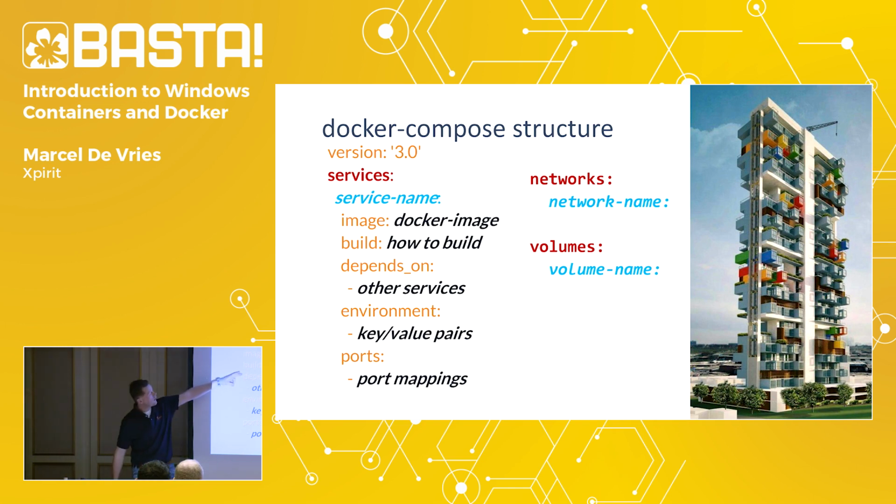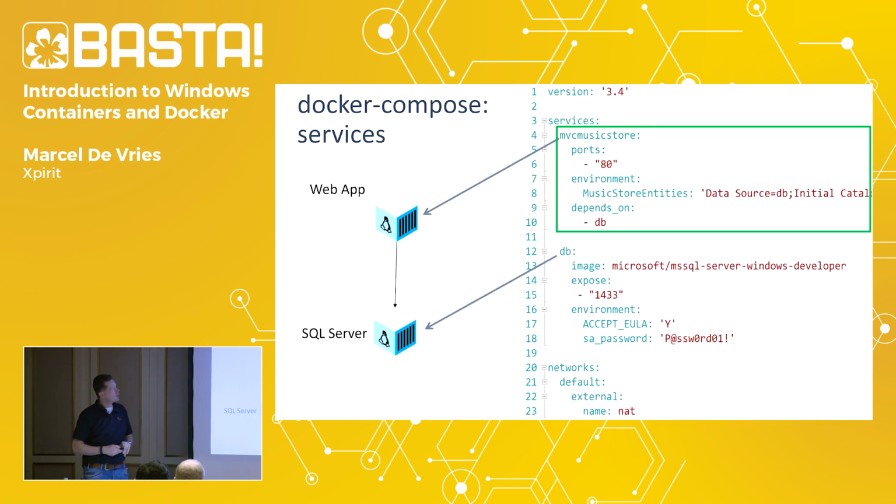And then I can specify it depends on some other services, and it will figure out which service it needs to start first. We can also specify environment variables, ports that we would like to map, networks that we would like to connect to, and volumes. That's the volume mounts that I just showed you on the command line. So how does that look?